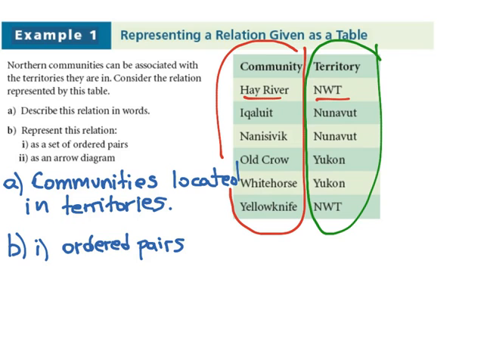So let's write it down. We're going to start with set notation and a bracket. So we have Hay River, comma, and Northwest Territory. This is our first ordered pair. The second ordered pair is Iqaluit and Nunavut.